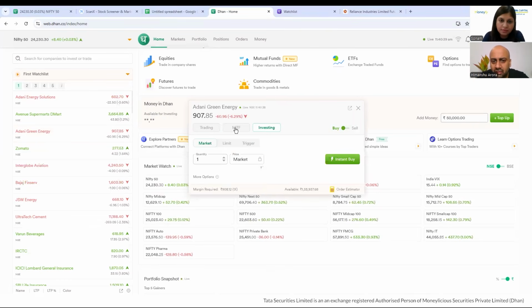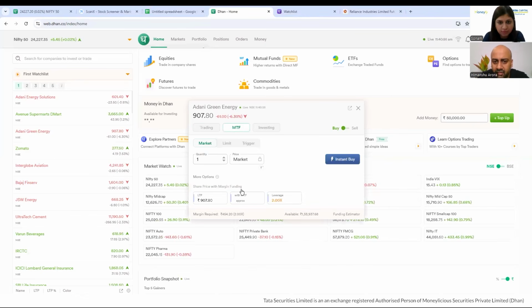You can choose to trade in MTF. Now, see, when you want to invest, you need to pay the entire 908 rupees. When you want to trade, you need to pay 454 rupees. But the problem is that the broker will be squaring up your position at the end of the day. If you use MTF, then you need to pay only 367 rupees.